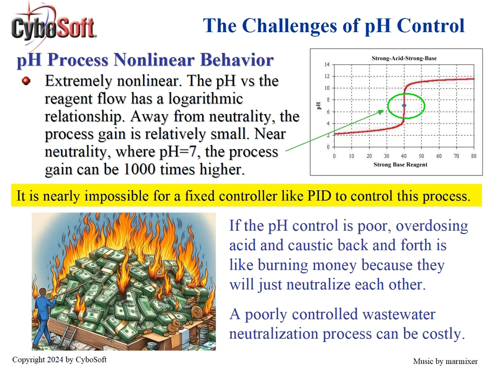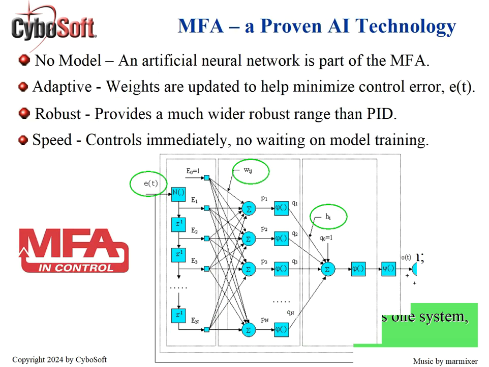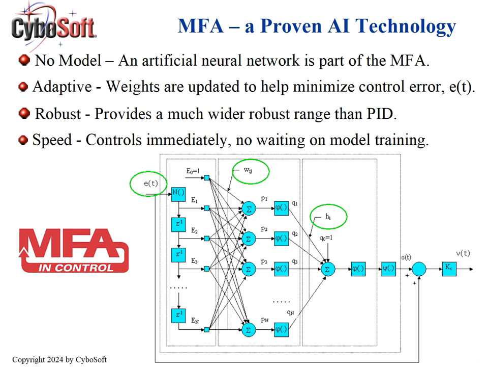Poor pH control can lead to overdosing acid and caustic, which is like burning money as they simply neutralize each other. As a result, a poorly controlled wastewater neutralization process can be very costly in terms of chemical consumption, equipment corrosion, and plant safety. Traditional PID control is not sufficient, and model-based control methods are too complicated and costly to implement. CyboSoft's model-free adaptive control is well suited for this application.